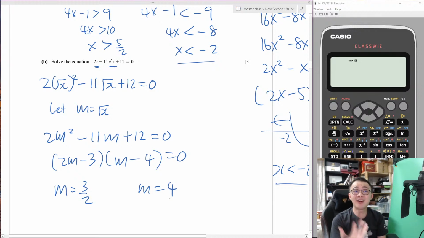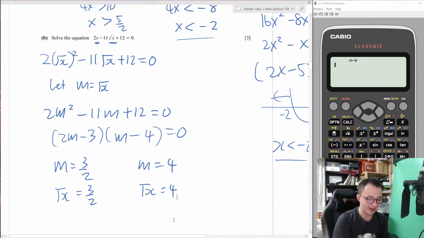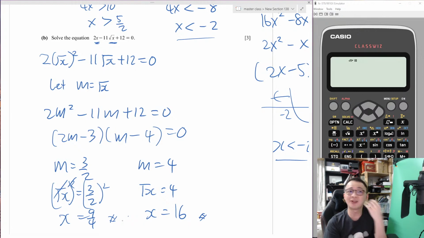Now we are not finding m. We know m is square root x. So square root x is 3 over 2, and square root x equals 4. Then x will be, I square both sides to get rid of the square root, 9 over 4. Same thing here, 16. Done. So this quadratic equation is not so straightforward, but if you do it like this, it should be okay for you.